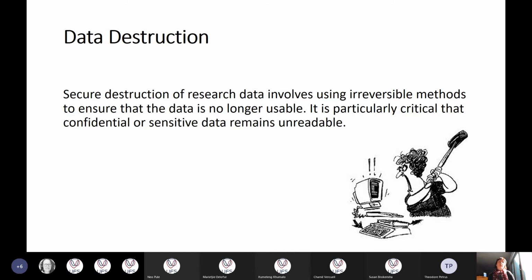All non-digital data should be physically destroyed using appropriate methods which are as secure and environmentally friendly as possible. So if we are still using something like paper-based questionnaires, we shouldn't just discard them in the rubbish bin or in a recycle bin, but we should actually shred all documentation.